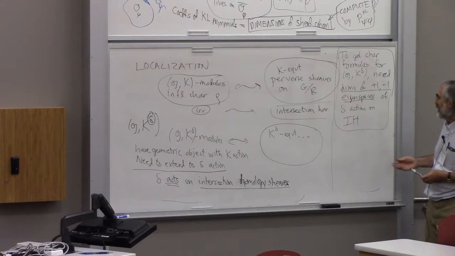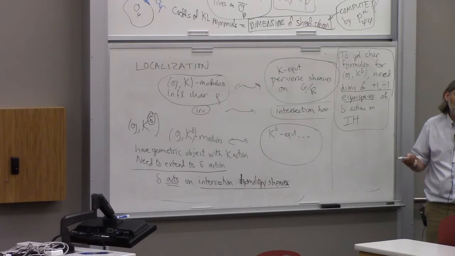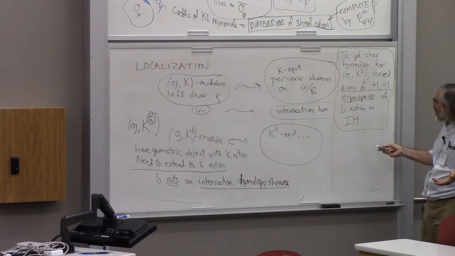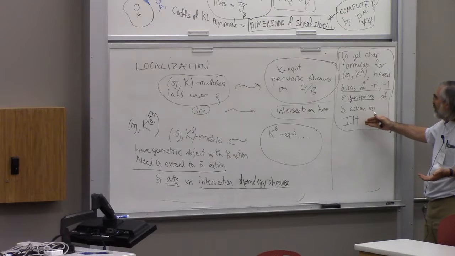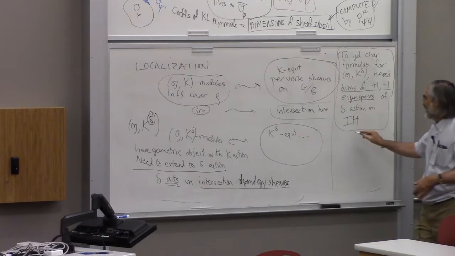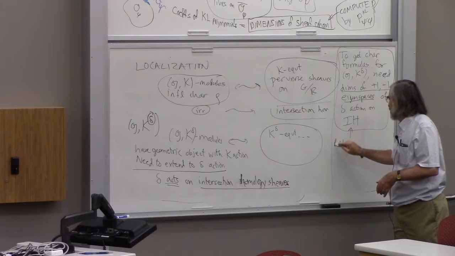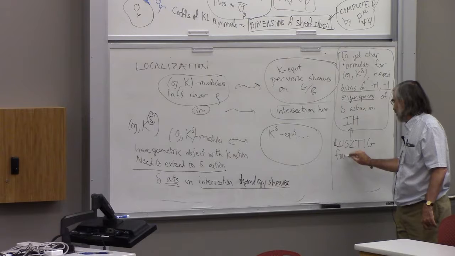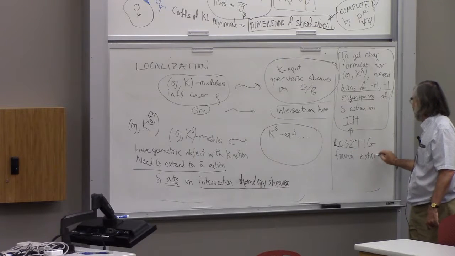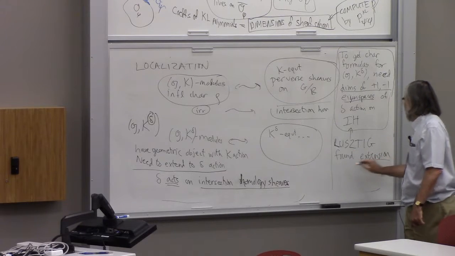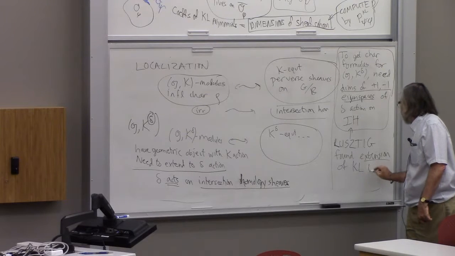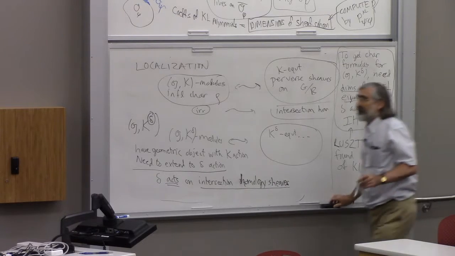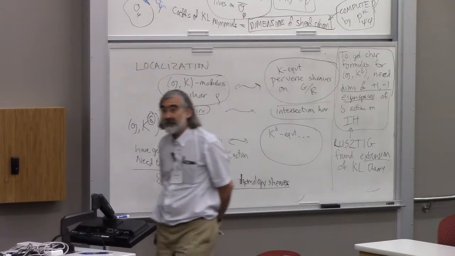I'll maybe try to spend the last, well, I'll give myself 5 minutes more, saying how some of the ideas in how Lustig found an extension of this Kazhdan-Lusztig theory that computes these things. Excuse me, David. Yes. So let me ask you a question.